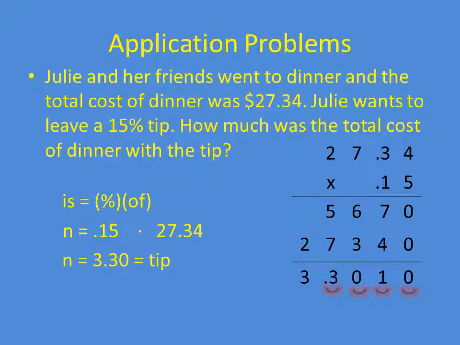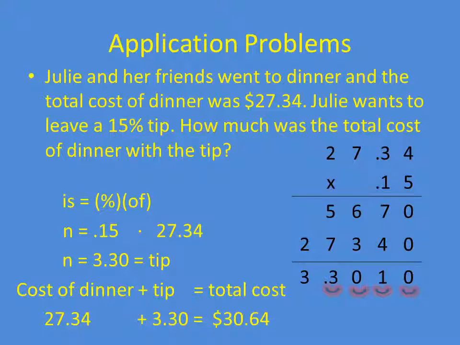But we've got to think about it. We want the total cost of the dinner with the tip. So we have to take the total cost of $27.34 plus the tip, which was $3.30, to get a total cost of $30.64. So when we're working with these application problems, we really have to pay attention to what the problem is asking for. Is it just asking for the tip, like in the previous version of the problem? Or is it asking the total cost of everything? So make sure you're reading your problems correctly.